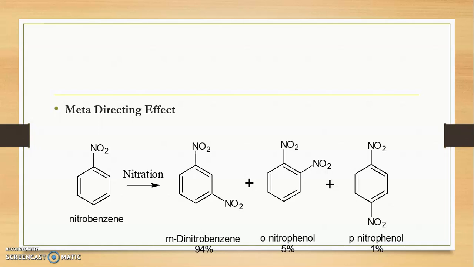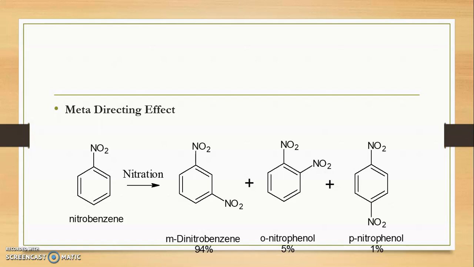Now here, if we perform this reaction, the major product, that is 94% of the product obtained, is meta-dinitrobenzene. In the previous case, we saw 53% of the ortho product and 47% of the para product. But here you are going to see that the only major product obtained is meta-dinitrobenzene.